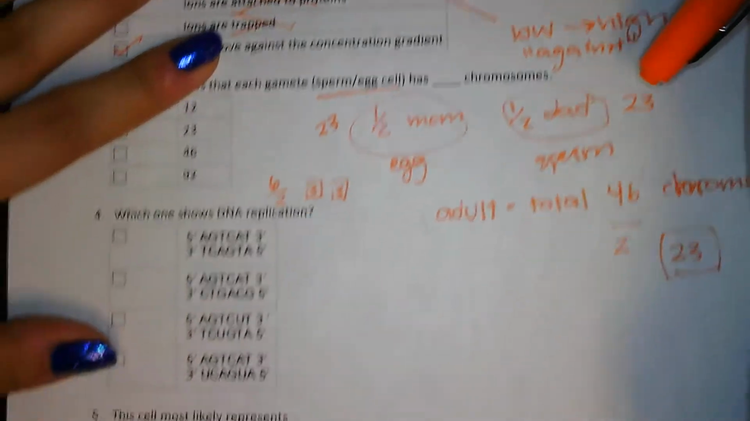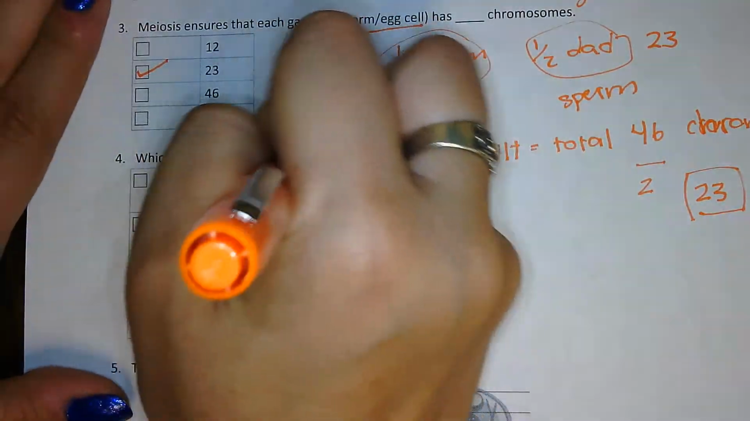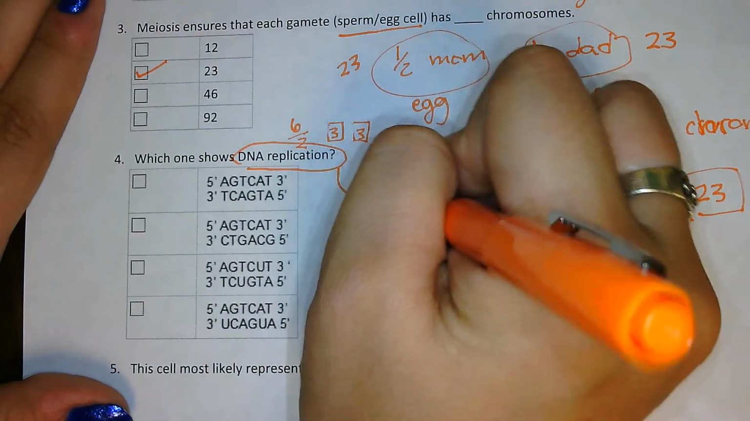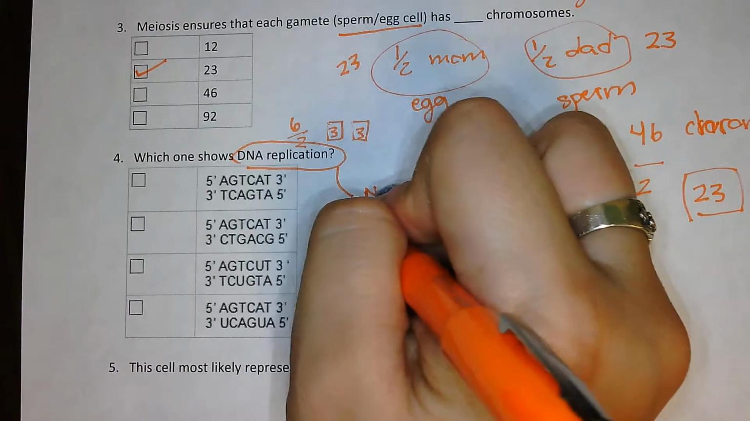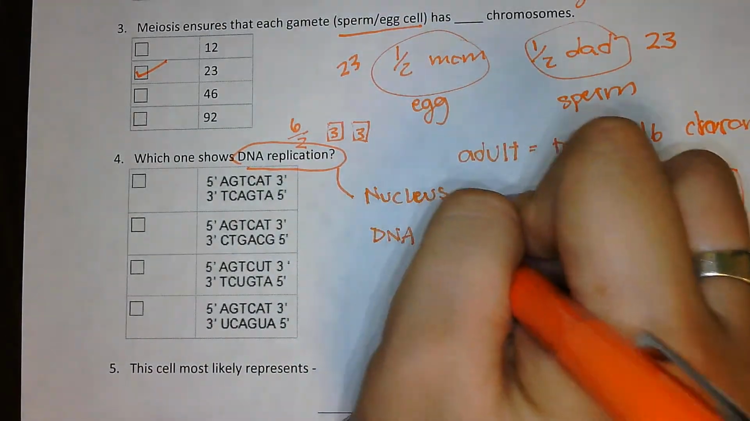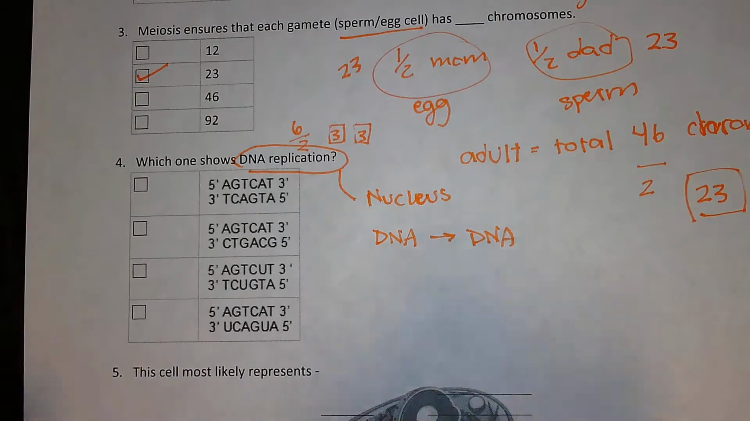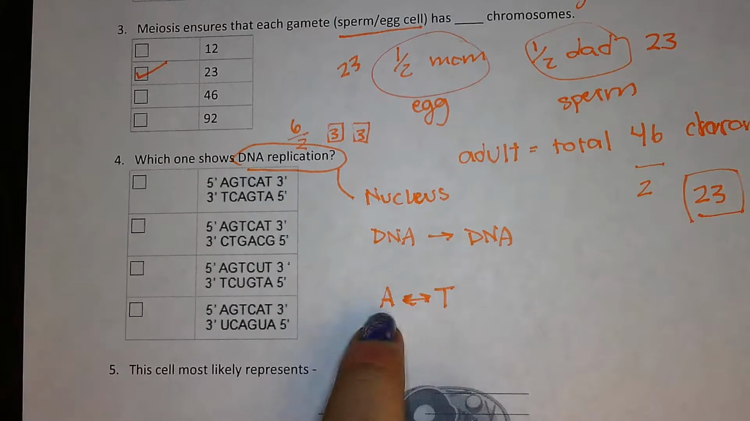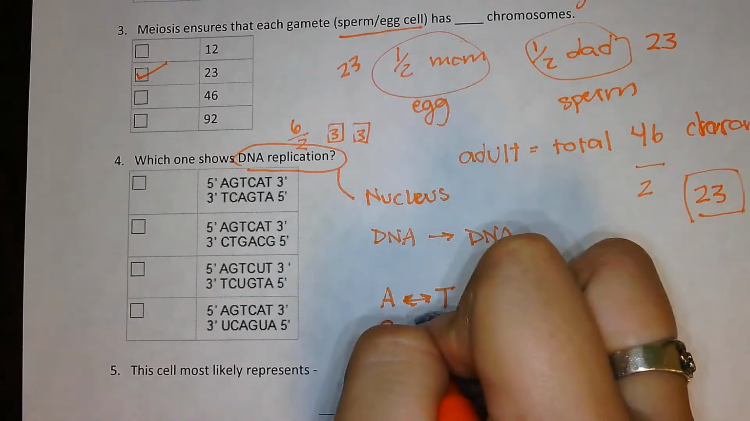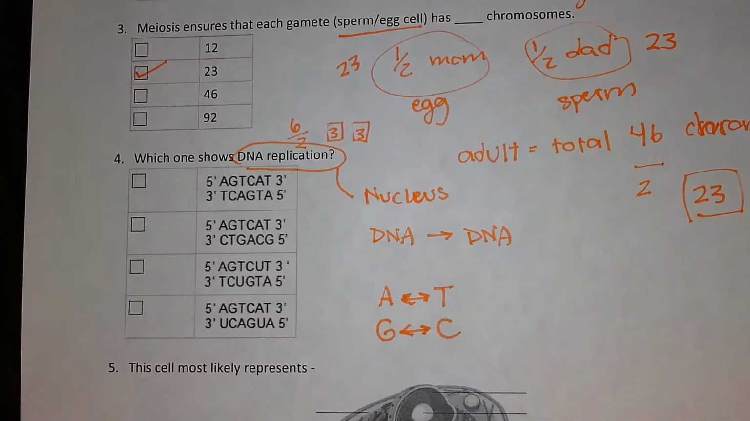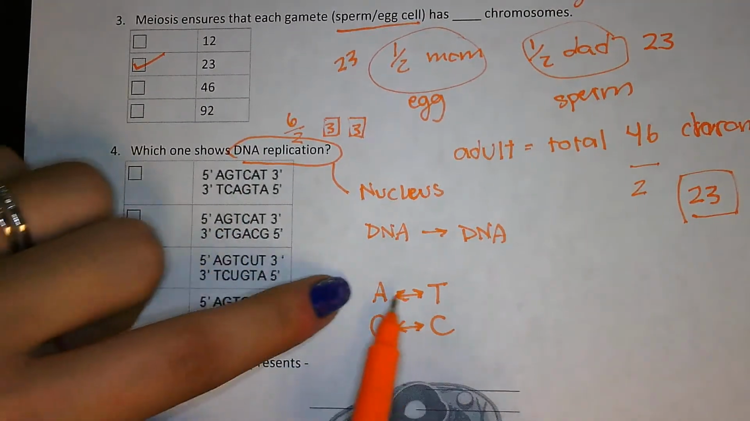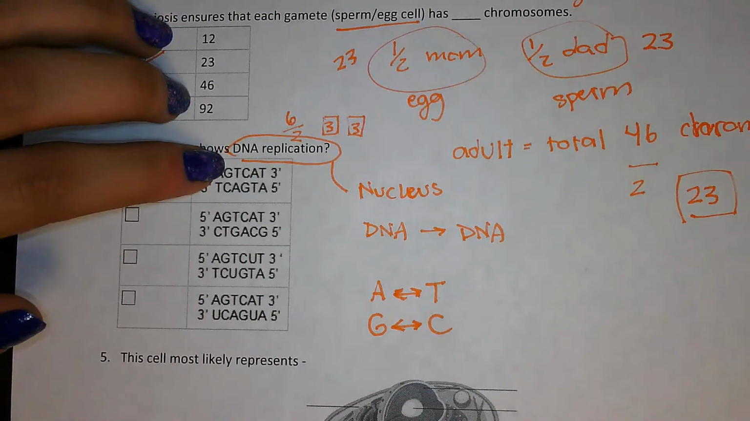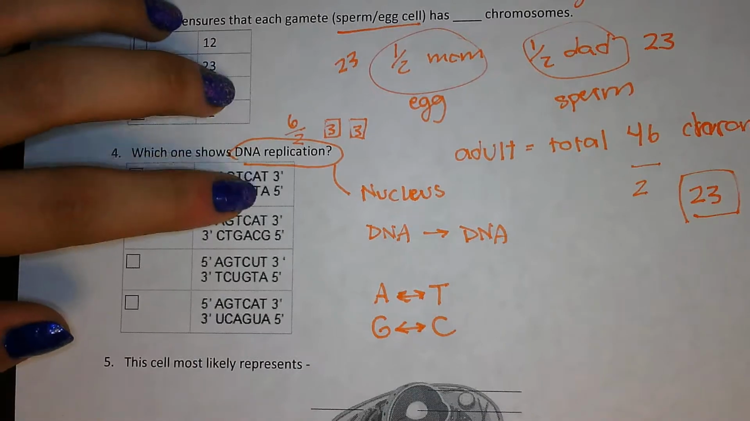Okay. Next up, DNA replication. When we talk about DNA replication, which by the way happens in the nucleus, we are talking about going from DNA to DNA. The base pairing for this is A goes with T, T goes with A, and curvy letter G goes with my curvy letter C. So I need to find the one that has these 2 things matched correctly. So let's see. A with T, G with C, T with A, C with G, A with T, T with A. This one checks out.